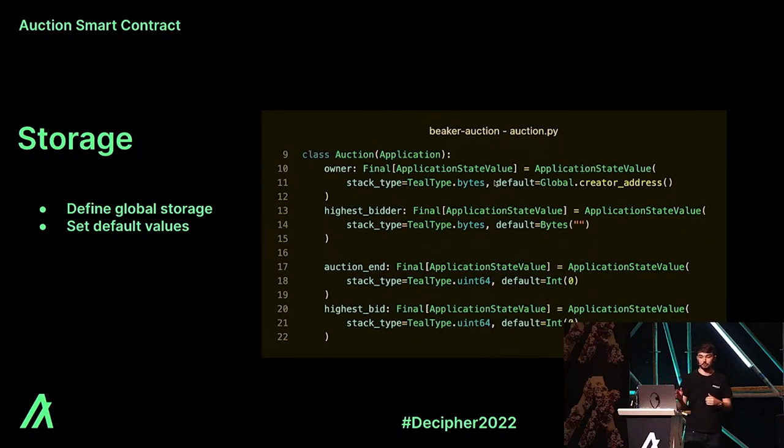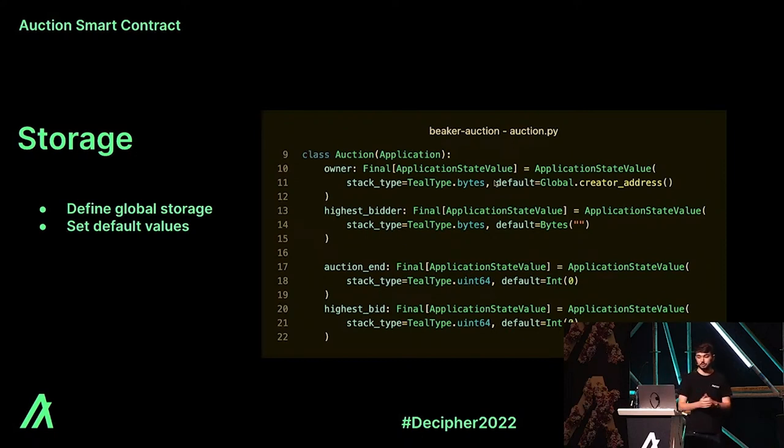And for both of these, we're also defining our default values. The default value for our owner is just going to be the creator of the application, so Global.creator_address. And then the highest bidder is just going to be the empty string, because when we create the application, there's going to be no bids, so we want to use the empty string to signify that there's no bids.